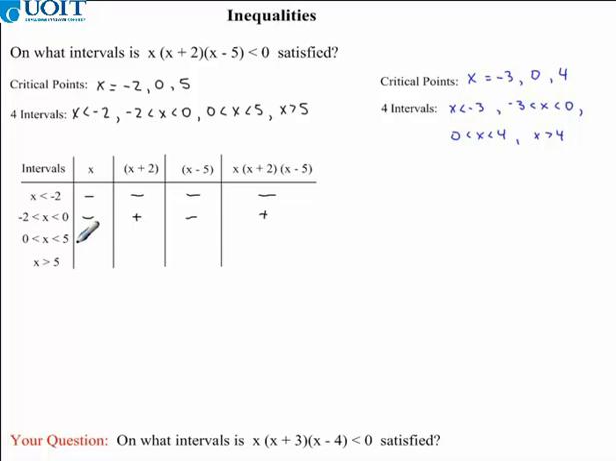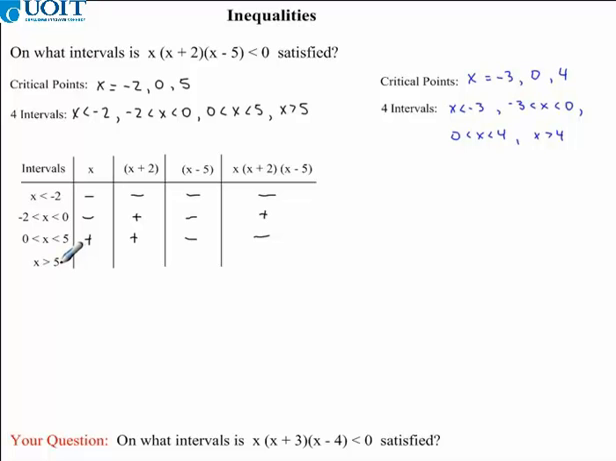Moving along to the third row. A value between 0 and 5, let's say 1. Substituting 1 in here, we have a positive answer. 1 plus 2 will give us a positive answer. 1 minus 5 will give us a negative answer. A positive times a positive gives us a positive answer, times a negative will give us an overall negative answer.